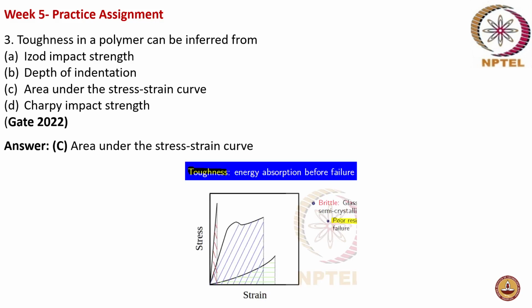So the toughness is the area under the stress strain curve, and it gives the energy absorption before failure. You can just look at how the toughness of a brittle, a ductile and a flexible polymer looks like. These are general observations, but there may be some differences also in the area under the curve.